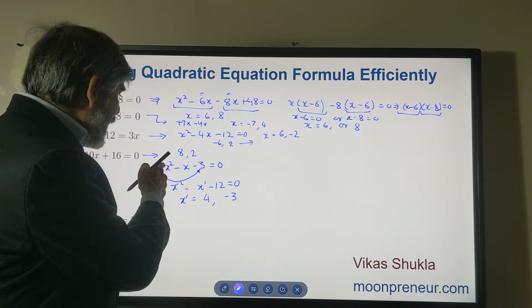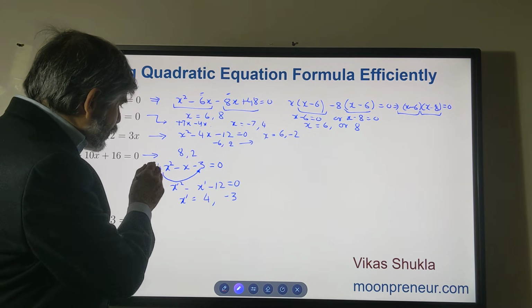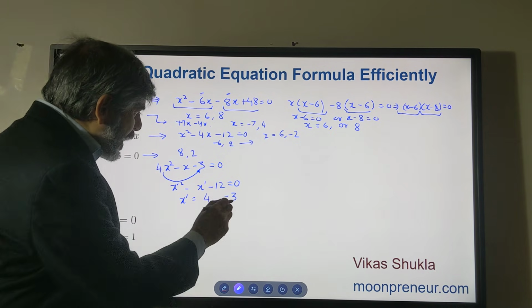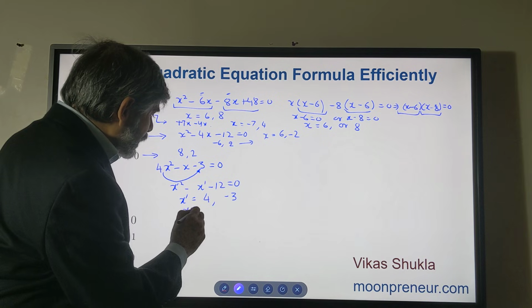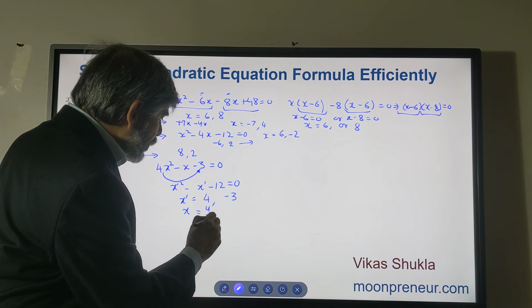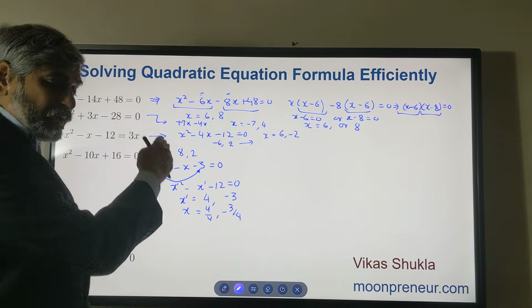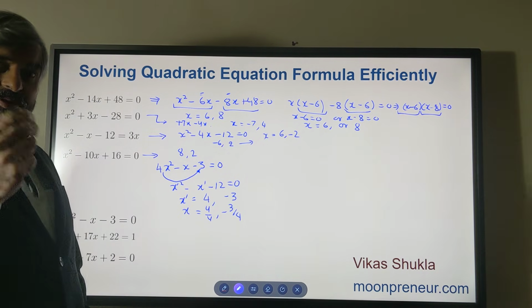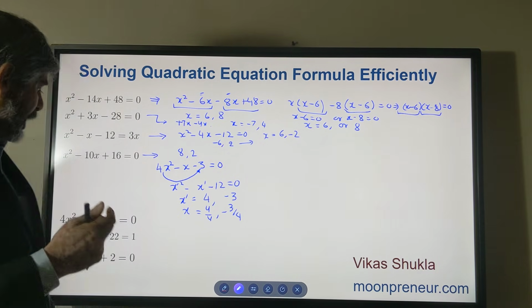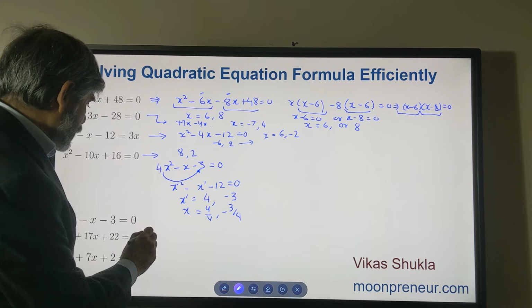Now the solution of x is nothing but this: we divide these numbers by this factor 4, so the solutions are 4 by 4 and minus 3 by 4. I wrote these details, but you could also do it mentally, very quickly. Let's do this one.